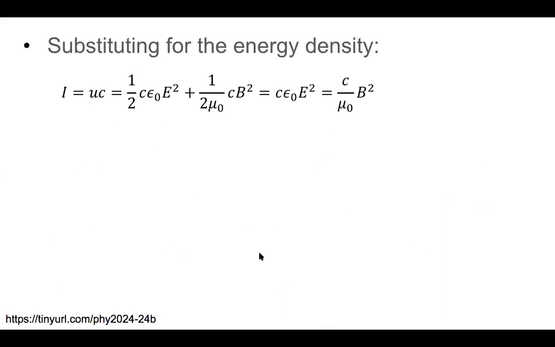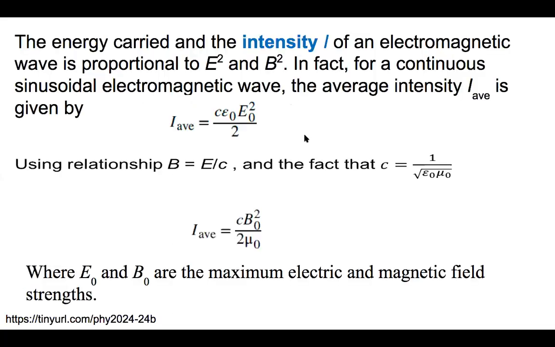So then we have I equal to U C. The average U can be expressed in terms of the electric field and magnetic field. So it could also be purely expressed in terms of the electric field and magnetic field. In this expression, this is the maximum E field, and this is the maximum B field.